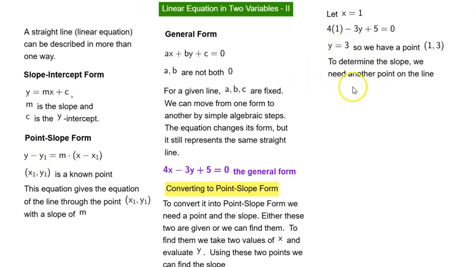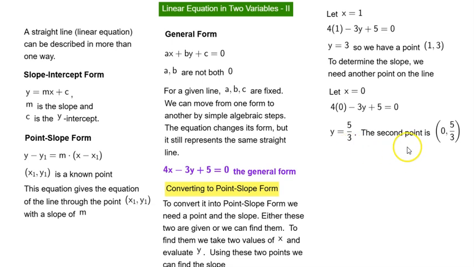Now to determine the slope, we need another point on the line. So take x equal to 0. So 4x disappears. Minus 3y plus 5 equal to 0. Minus 3y equal to minus 5. y is equal to minus 5 by minus 3, which is y is equal to 5 by 3. So the second point is 0, 5 by 3.